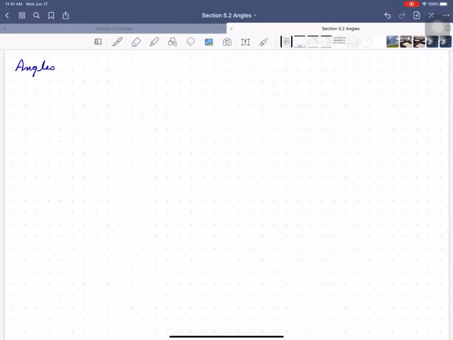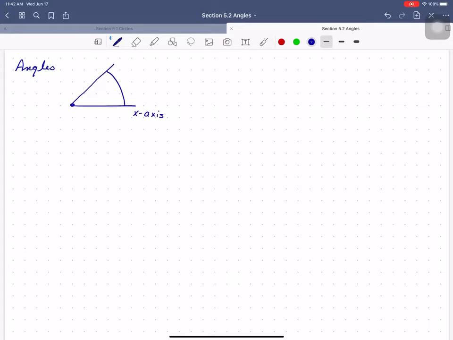Okay, so section 5.2 is all about angles. And I said in the introduction that an angle is a measure of rotation for how far around a circle we've gone. And so if we think about that horizontal line that I just drew as the positive x-axis, because that's usually where we're going to be starting from, and then we rotate around our circle part way, and we draw another line, this measure is the angle.